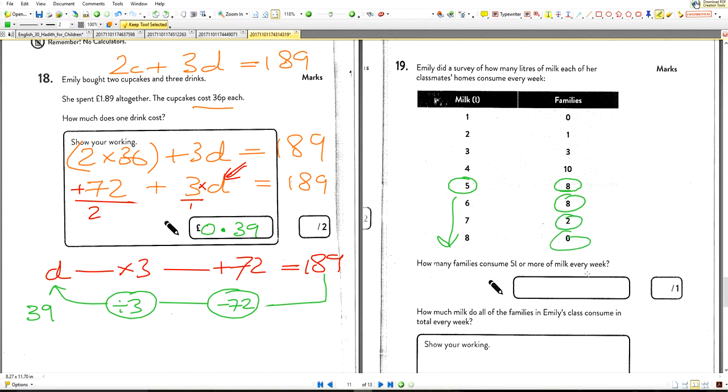So what we need to do for that question is add up these families. 8 add 8 will give you 16. 16 add 2 is 18. Add 0 is still 18. So we have 18 families. So here's the number of families here. That'll give you 18.